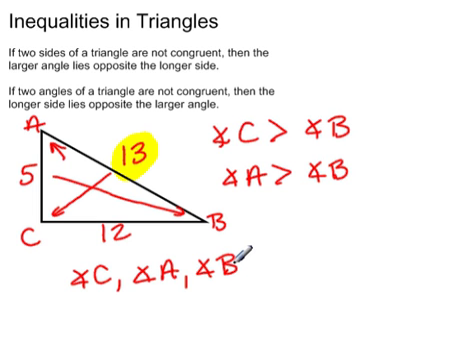Now let's look at that on the flip side. What do I mean? If two angles of a triangle are not congruent, then the longer side lies opposite the larger angle. Now, I chose 5, 12, and 13 for a specific reason. I know that this is a right triangle because 5, 12, and 13 form a right triangle.